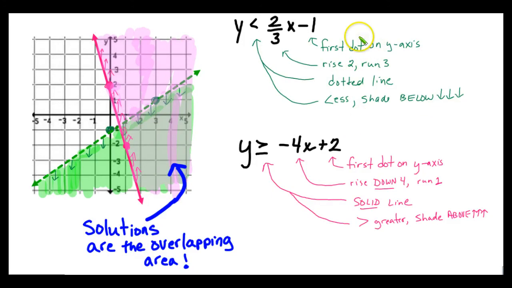And then here's sort of an order of steps. You put your first dot on the y-axis, then you do your rise over run, then decide if the line is solid or dotted based on that symbol, and then decide if you're going to shade above or below based on that symbol. Make sure you shade the first line before you do the second line, and then this very last shading, tune out everything except the line you just drew.